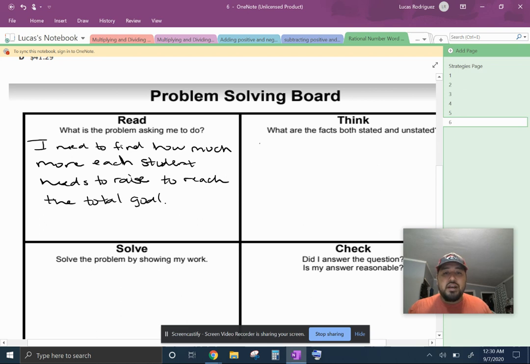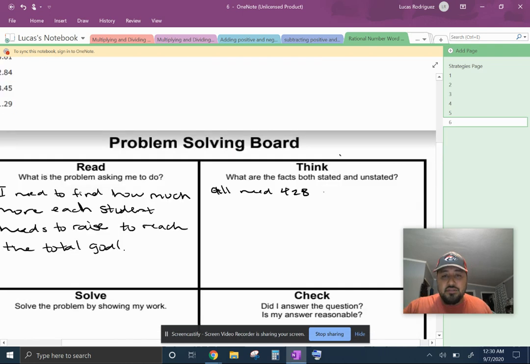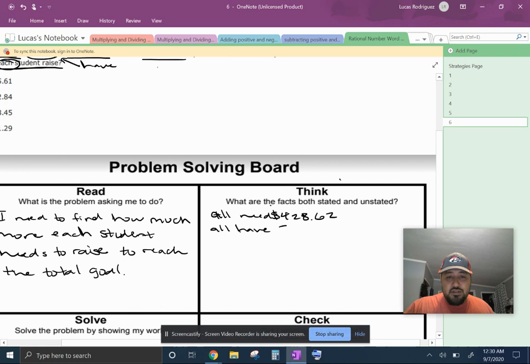So what do I know? I know to get all students need $428.62. All of them have, what was that? 218.25. And then we need to figure out how much they still need.